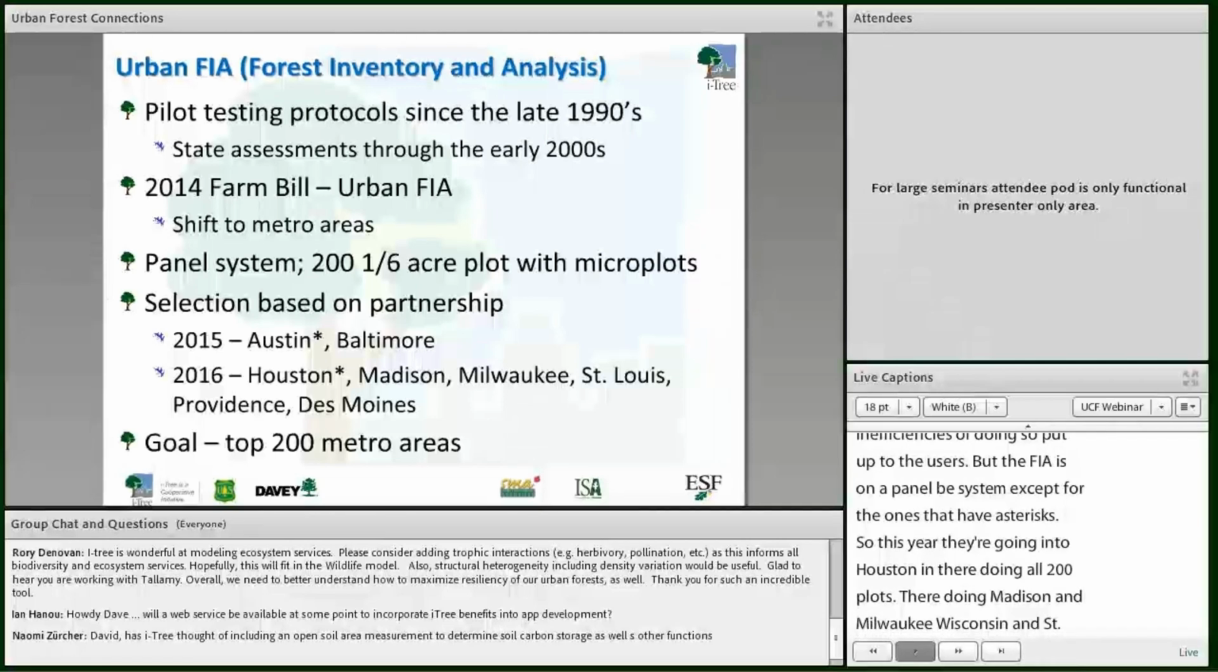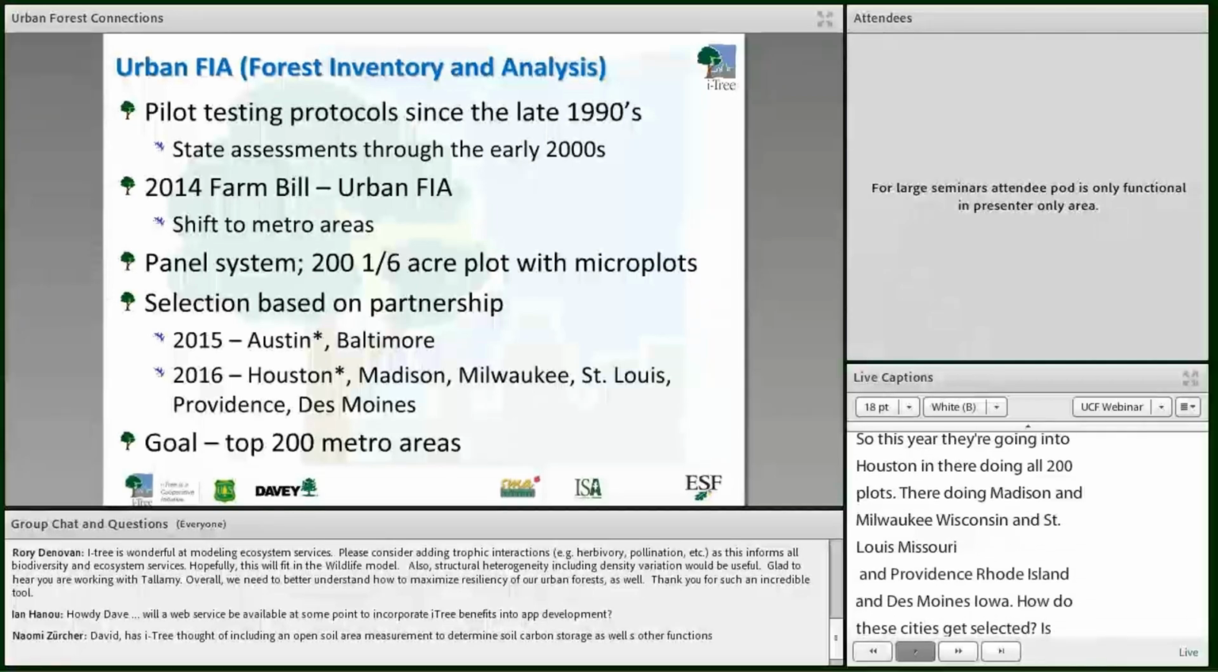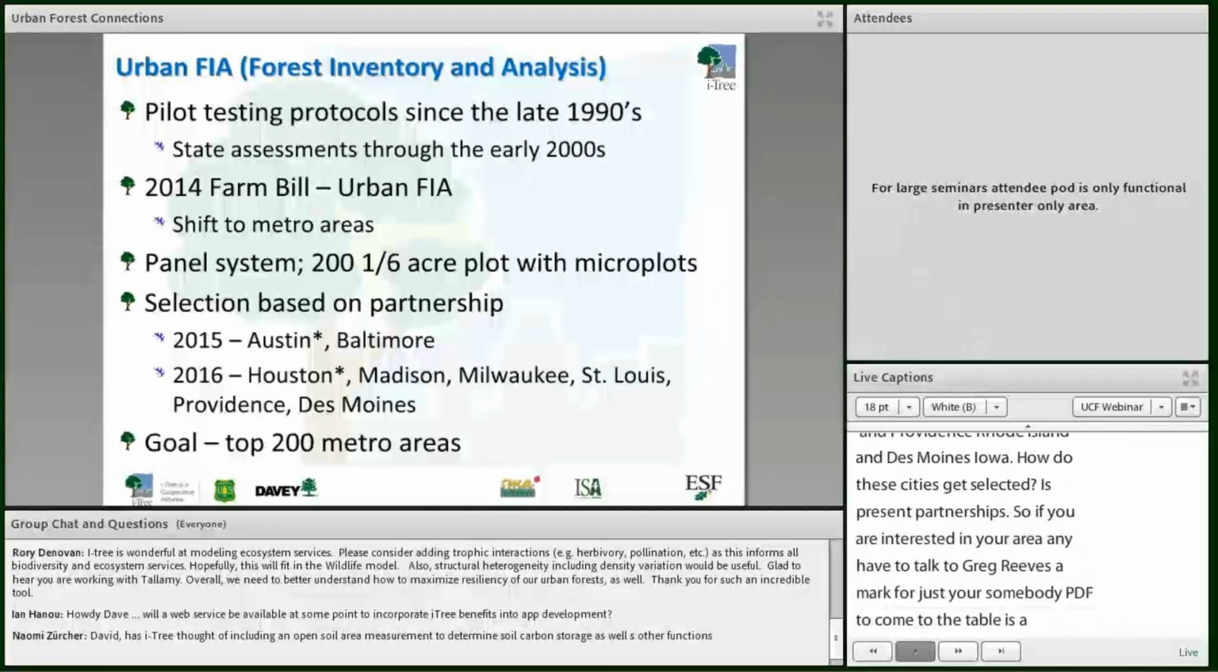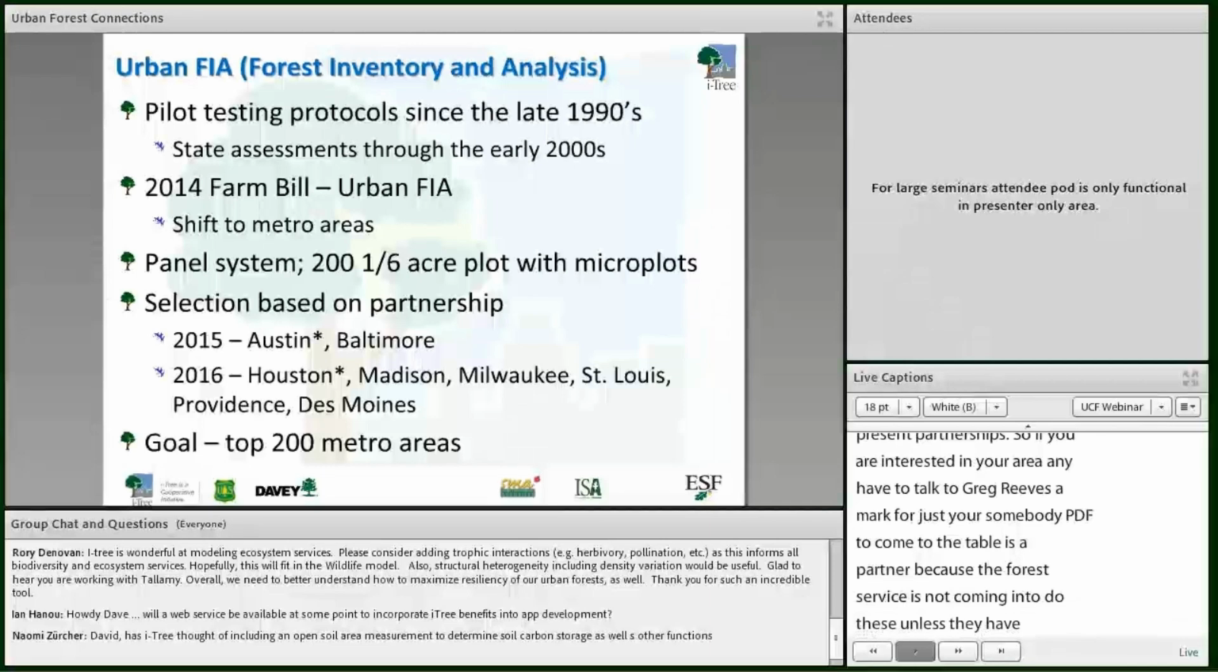It's based on partnerships. So if you are interested in your area, you have to talk to Greg Reams or Mark Majeski or somebody and say, but you have to come to the table as a partner, because the Forest Service is not coming in to do these unless they establish partnerships to do so, which is a great way to do it. And that's the way we typically work with iTree. Unless you do it yourself, if you partner with us, if we're coming in, we need a partner.